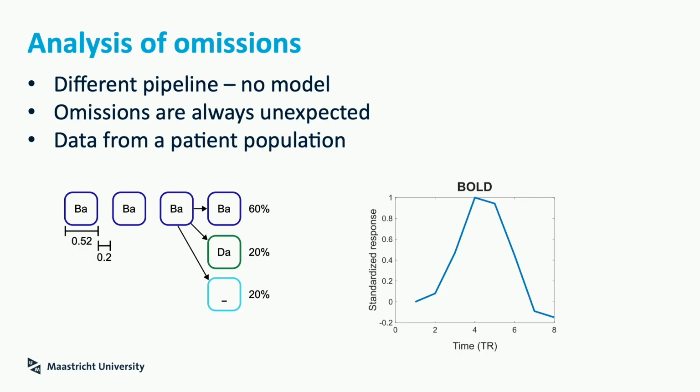But I also mentioned that we had the presentation of omitted stimuli. Now this called for a different type of analysis pipeline. So we did not use the model. And the question is why? So in our design, omission responses were always unexpected. So people always heard these first 3 syllables, and then they never really expected to hear the omission.